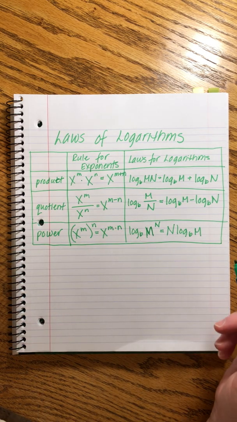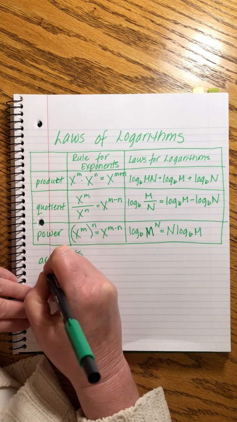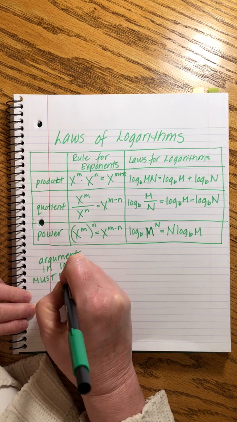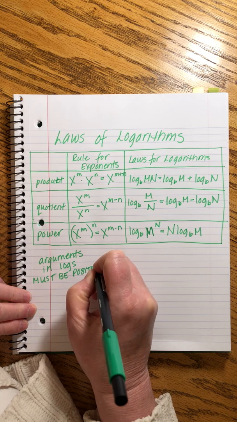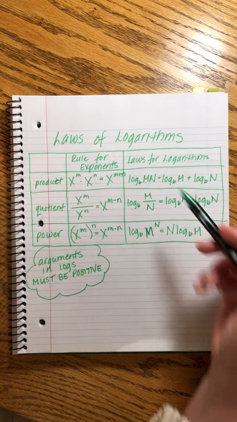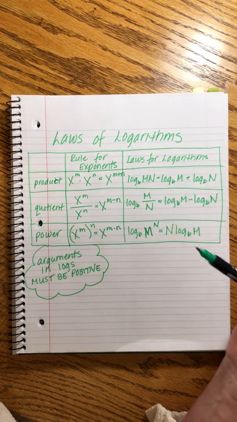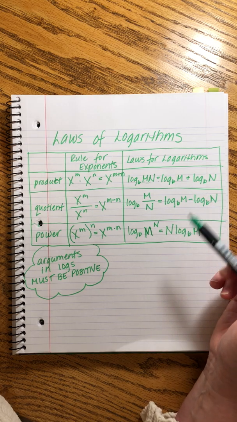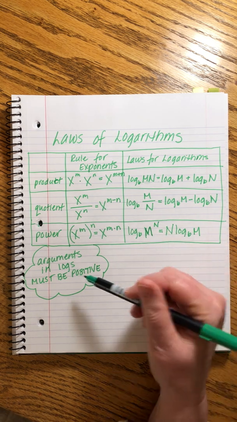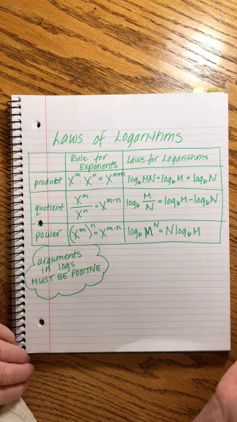One more thing I want to say about arguments in logs. Arguments in logs must be positive, whether they're individual, no, these are the individual, or combined. This has to be a positive number. John is not really going to torture us with any situations where they aren't positive. That's not going to be a trick that he plays on us, but it's an idea I want to plant in your head so that later in a different class, when you may have that problem, you will be ready to handle it.